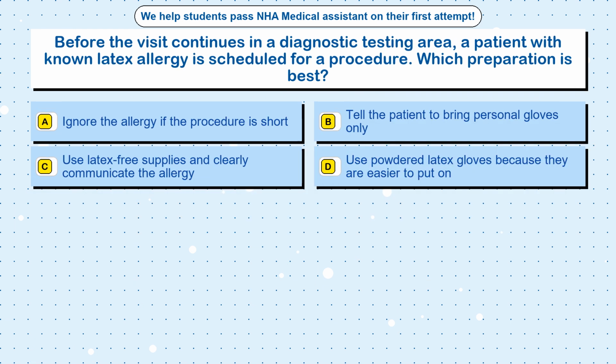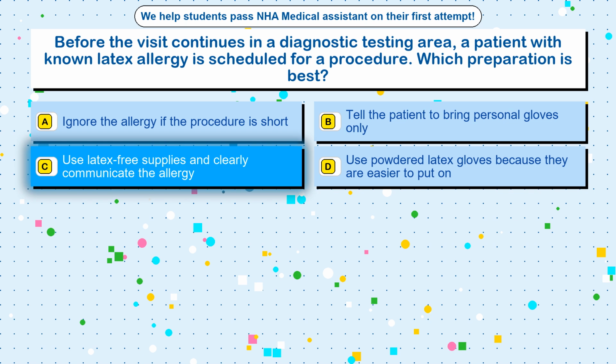Question 60. Before the visit continues in a diagnostic testing area, a patient with known latex allergy is scheduled for a procedure. Which preparation is best? Option A. Ignore the allergy if the procedure is short. Option B. Tell the patient to bring personal gloves only. Option C. Use latex-free supplies and clearly communicate the allergy. Option D. Use powdered latex gloves because they are easier to put on. The correct answer is option C.